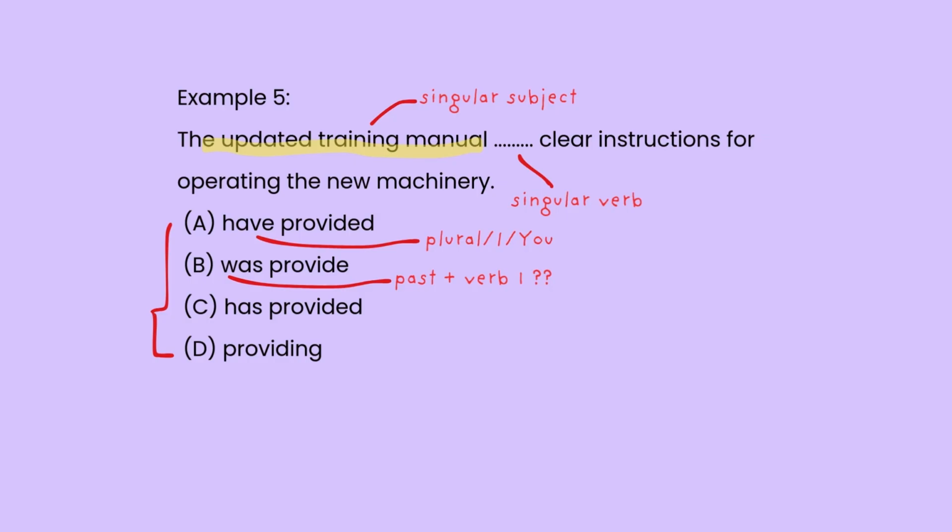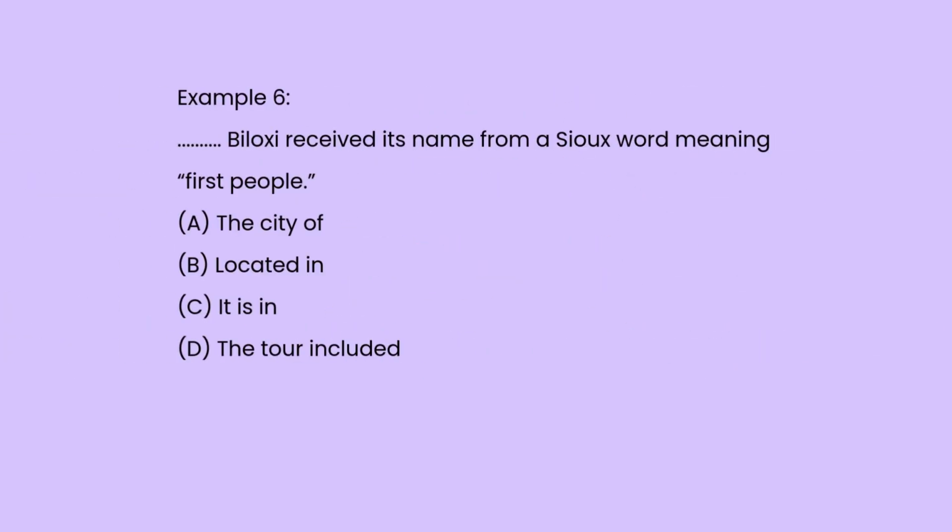Option D, providing, is a participle and can't be the main verb by itself. Option C, has provided, is the correct singular present perfect verb form and fits the sentence. So the correct answer is C. The updated training manual has provided clear instructions for operating the new machinery. Now try to solve this question.